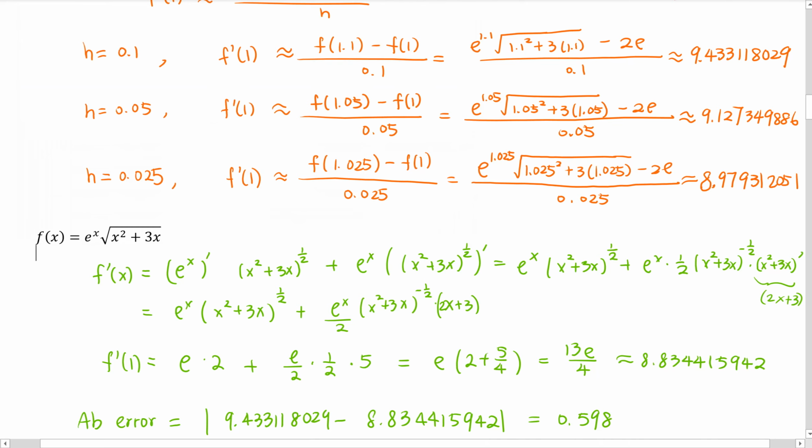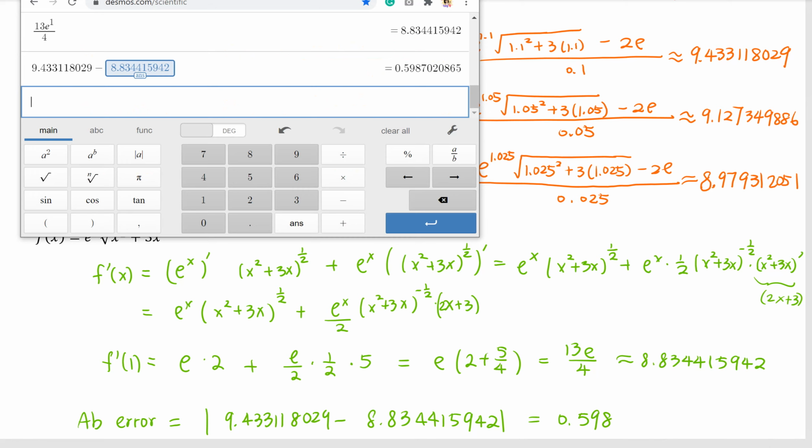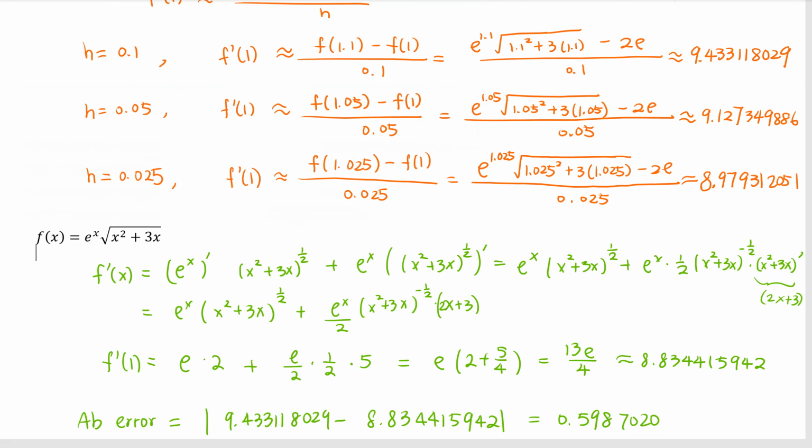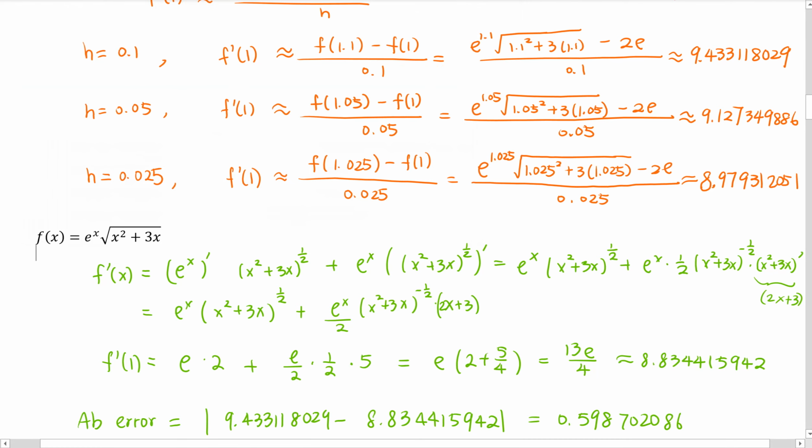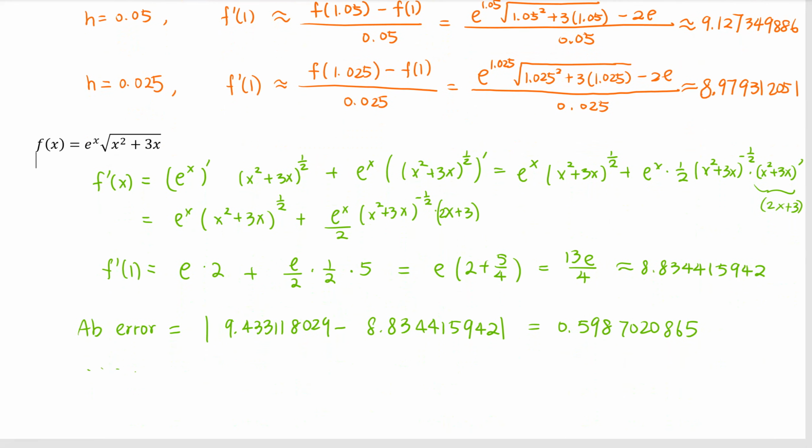0.598, and then what is that? 7020. And then what is that? 865. So far, so good, everybody. Okay, next, for the step size, h is 0.05.